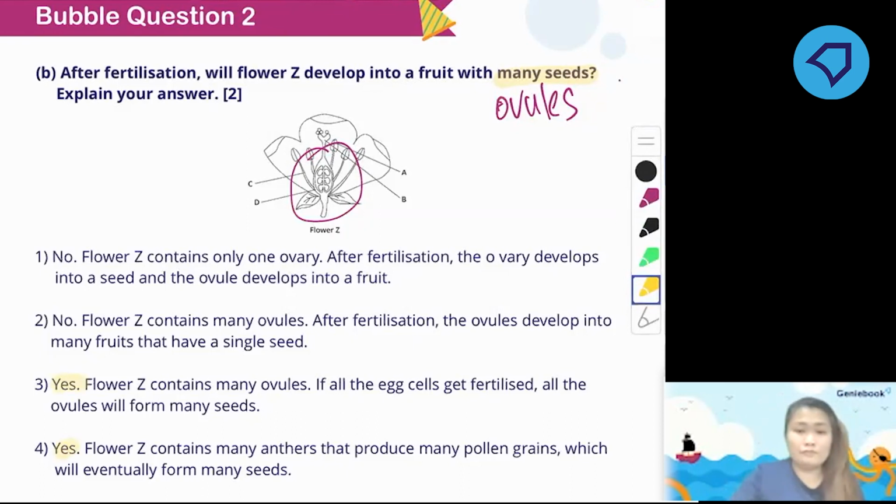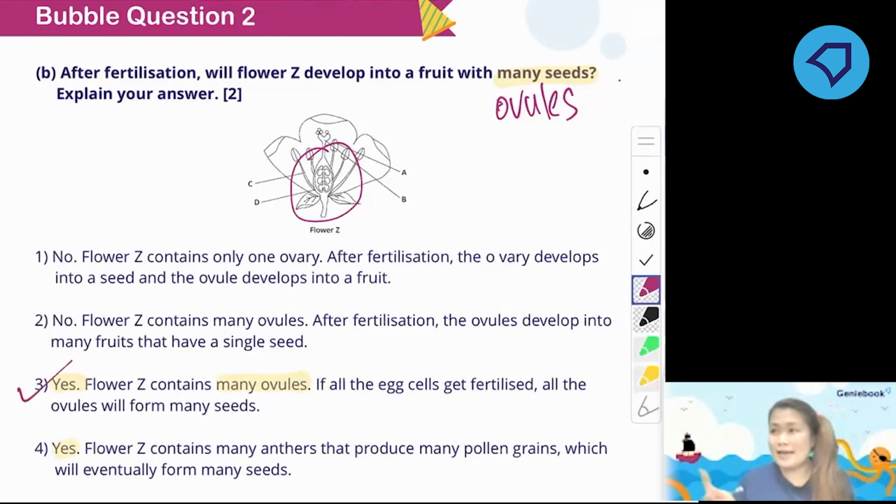All right. Then followed by the next thing. We need to understand that seeds come from the ovules. So it will be looking at many ovules. Right, many ovules. Okay, so your answer for this will be number 3. Yay! Some of you chose 2 though. Right, it will not develop into many fruits. It's 1 ovary to 1 fruit. And the many ovules will become the seeds.